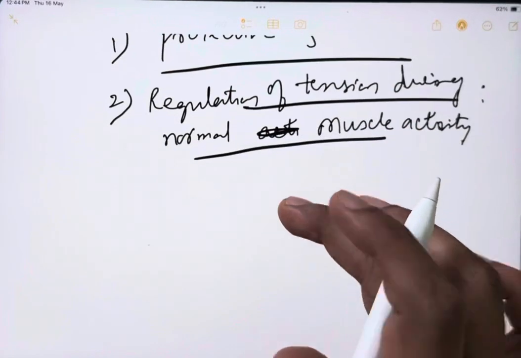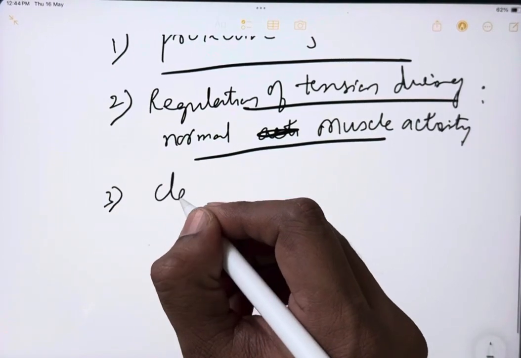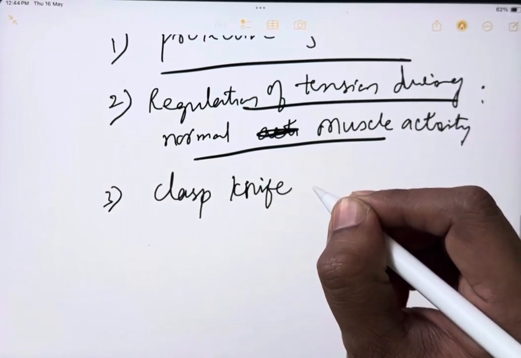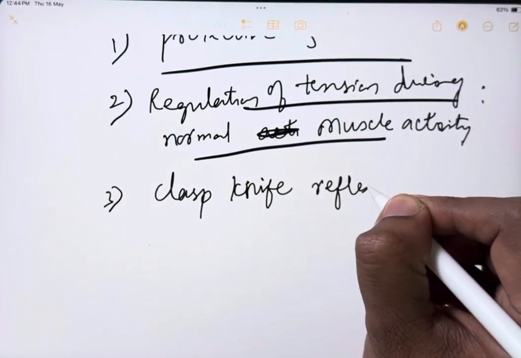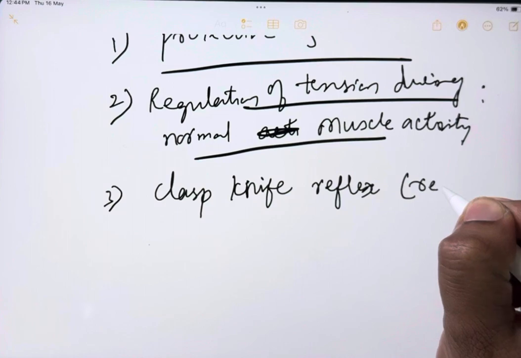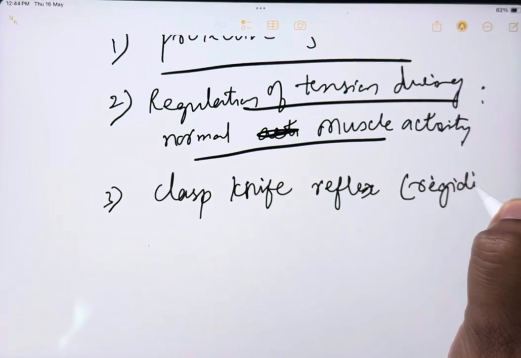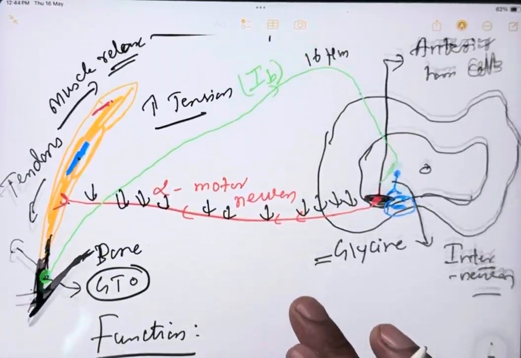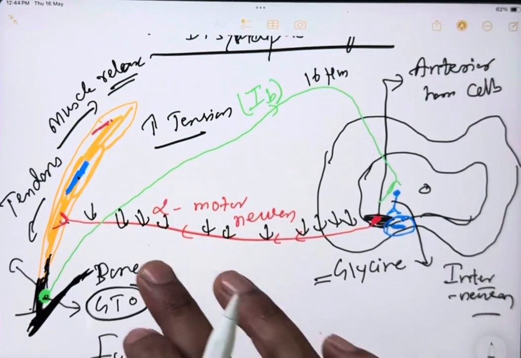And one more clinical application is seen in clasp knife rigidity in the upper motor neuron reflex, that is clasp knife rigidity or clasp knife reflex. We will make one more separate video explaining how this clasp knife reflex or rigidity is related to the Golgi tendon organ reflex.